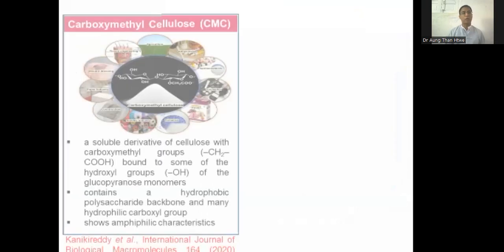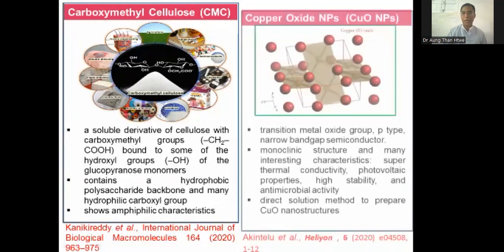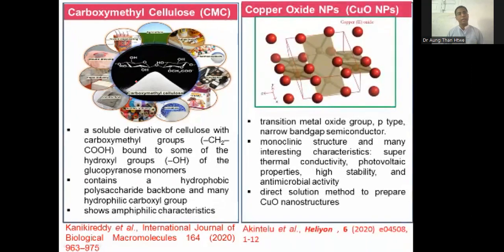The first one is carboxymethyl cellulose. Carboxymethyl cellulose is a derivative of cellulose with carboxymethyl groups, CH2COONa, bound to some of the hydroxyl groups of the glucopyranose monomer. It contains a hydrophobic polysaccharide backbone and many hydrophilic hydroxyl groups. It shows amphiphilic characteristics.